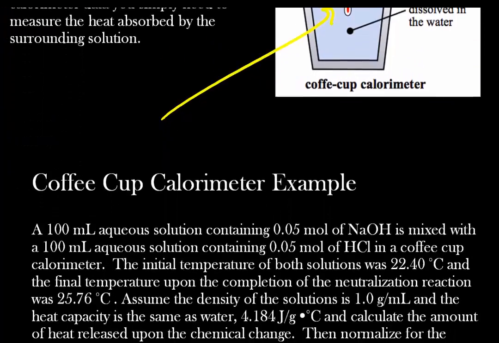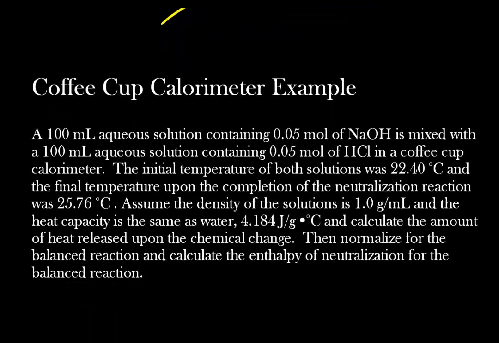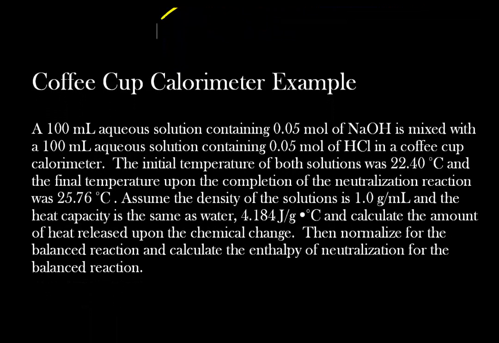Let's take a look at an example. A 100 milliliter aqueous solution containing 0.05 moles of sodium hydroxide is mixed with a 100 milliliter aqueous solution containing 0.05 moles of hydrochloric acid in a coffee cup calorimeter. The initial temperature of both solutions was 22.4 degrees Celsius, and the final temperature upon the completion of the neutralization reaction was 25.76 degrees Celsius.